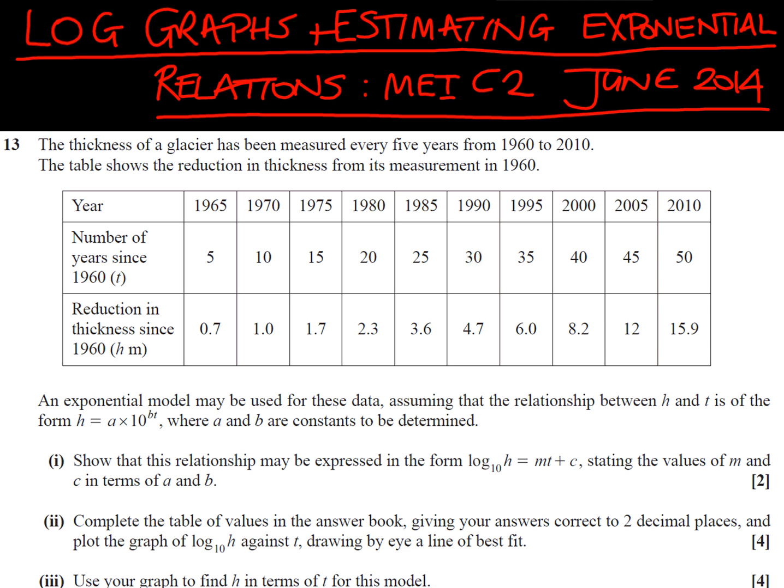This is a demonstration of log graphing and using it to estimate the exponential relations between two variables in the MEI C2 syllabus, and I'm going to use the June 2014 question 13 as an example. These all come up in a fairly common format.